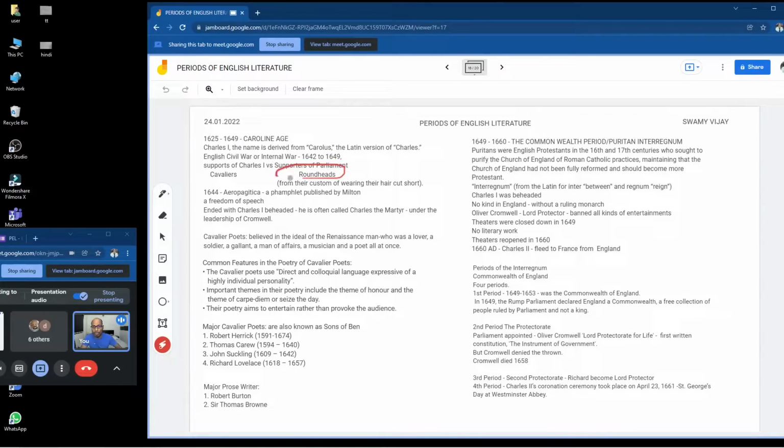They are called Roundheads. Why were they called Roundheads? Because they had the custom of wearing their hair cut short. That means they must have had a short haircut. So that's why they are known as Roundheads. So Roundheads are the supporters of Parliament, and Cavaliers are the supporters of Charles the First. Try to understand, England was not a democratic country at that time. Monarchs were there. It was ruled by kings and queens of England, and they got the power by heredity.